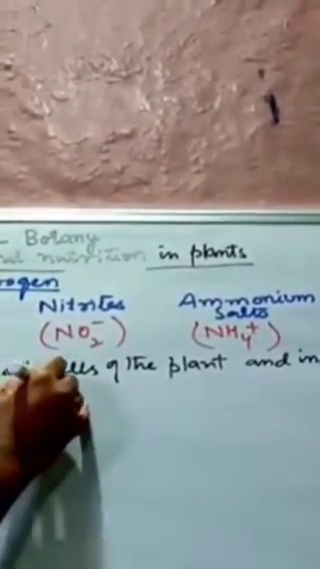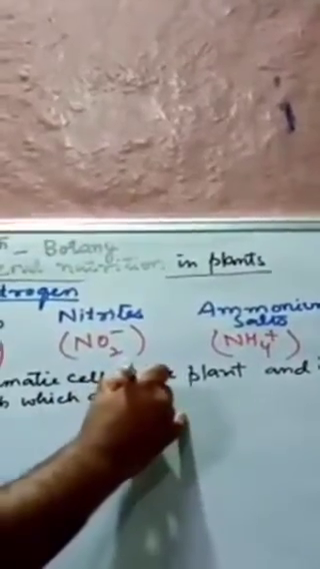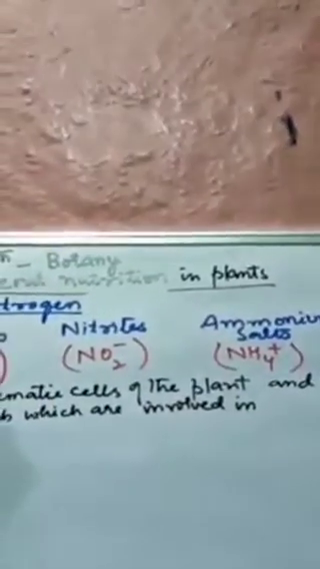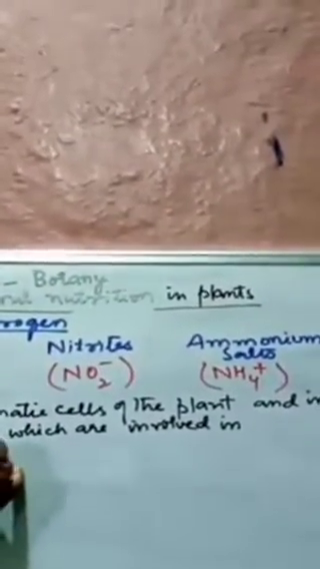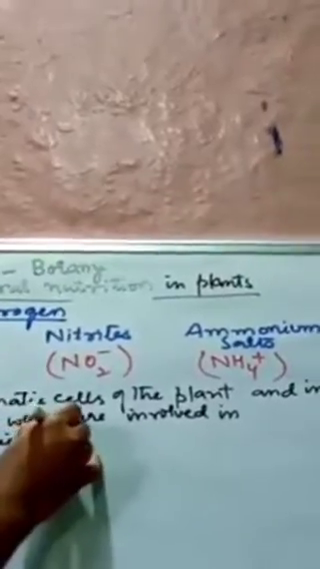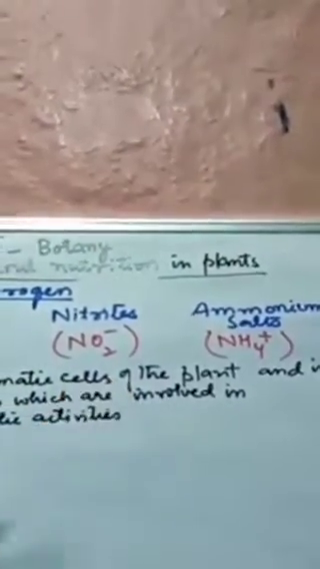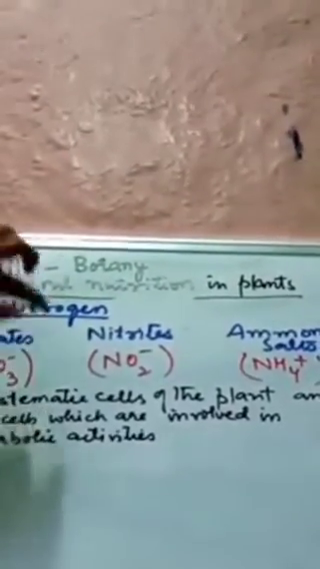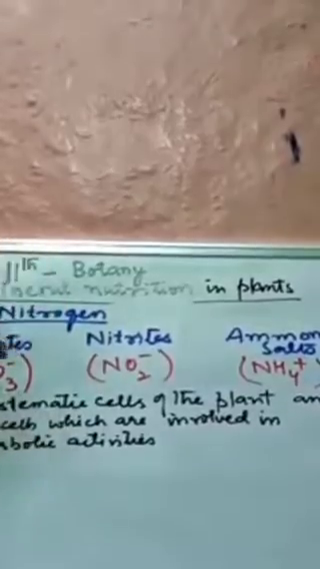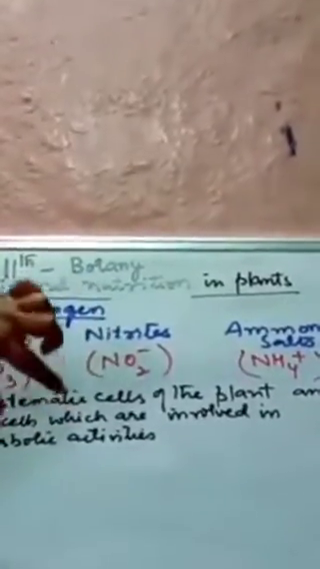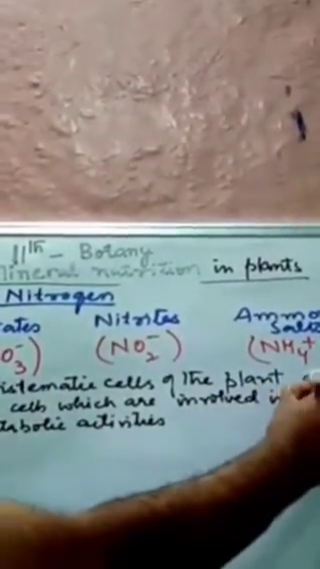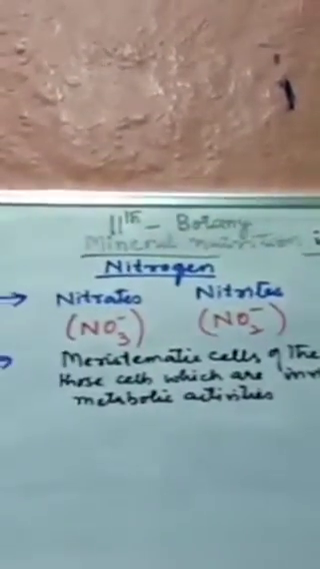which are involved in metabolic activities. So where is this nitrogen required? In the meristematic cells, those cells which are always in a state of division. Second, in those cells which are involved in various metabolic activities. This is second.